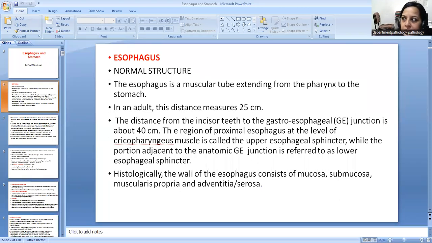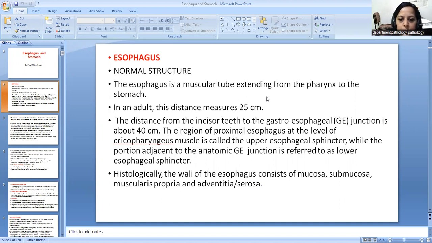So today we will start with the esophagus. First of all, we will study the normal structure of the esophagus. The esophagus is a muscular tube extending from the pharynx to the stomach. In an adult, this distance measures 25 centimeters. The distance from the incisor teeth to the gastroesophageal junction is about 40 centimeters.